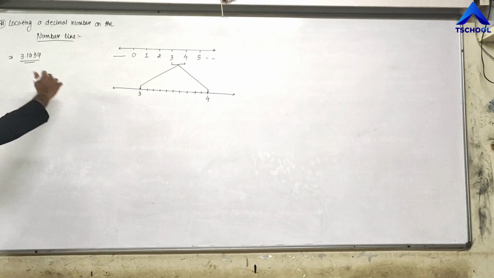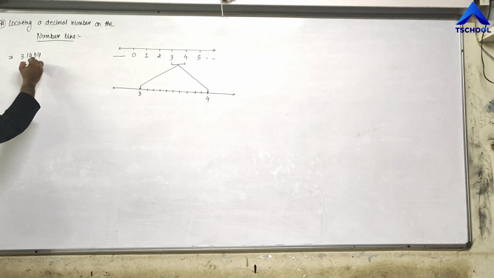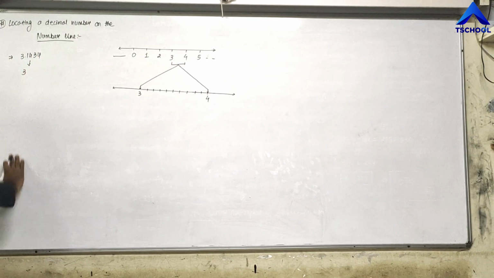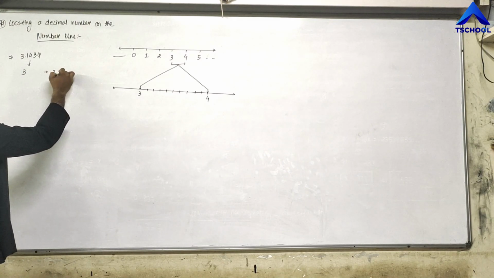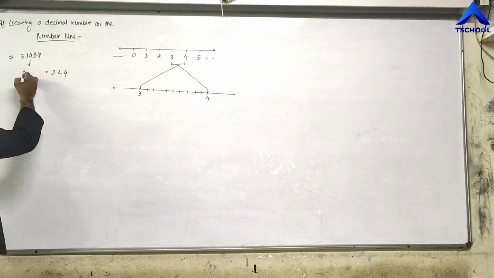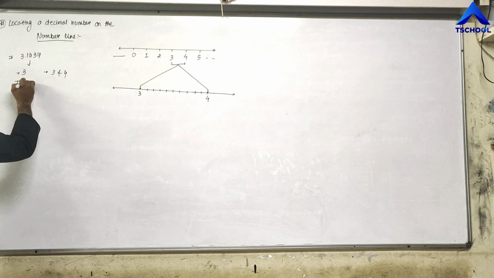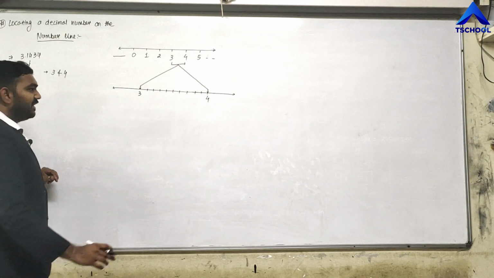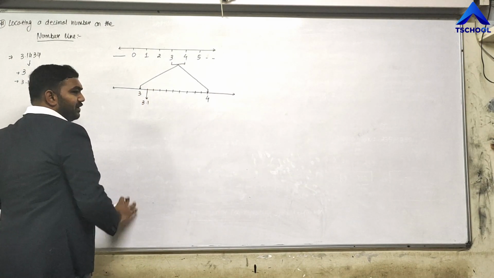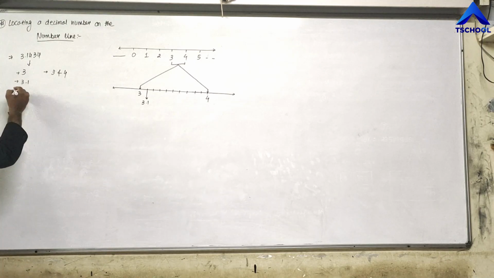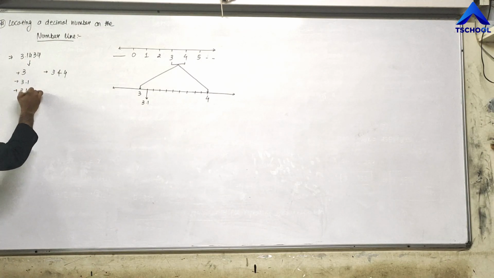Now once I get this 3, then I shall go for the next number. First of all, what did we do? We located 3, that lies in between 3 and 4. Right, now the next thing we shall locate is 3.1. So that is 3.1 here. And the next point we are having is 3.14.